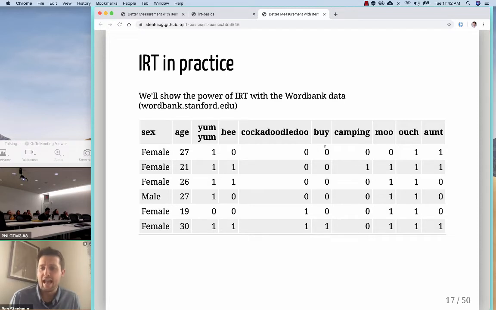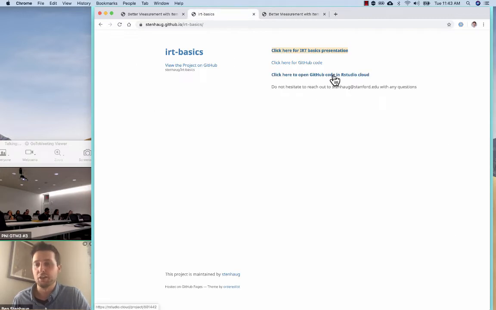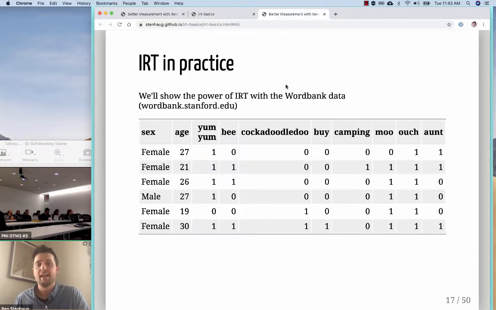Now what I'm going to walk through is an actual estimation and doing this procedure with actual data. So I've downloaded and imported, and if you were to click here, available to you in an RStudio instance is this word bank data where I basically have a bunch of kids, I have their age in months, and then for a ton of words, I have if the parent reports the child has used that word or not. This 27 month female child has used yum yum, has not used any of these, but has used ouch and aunt and so on and so forth.